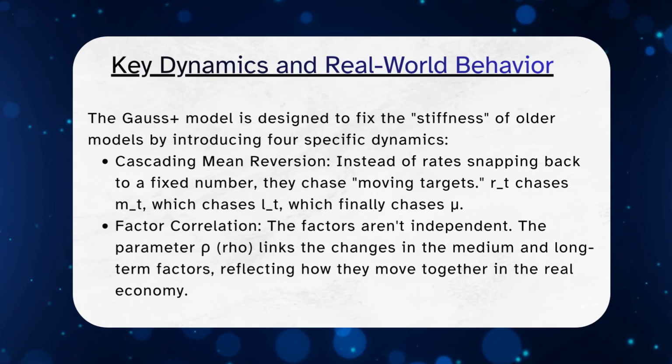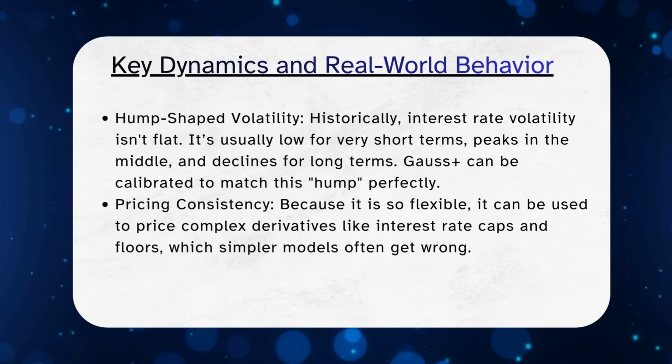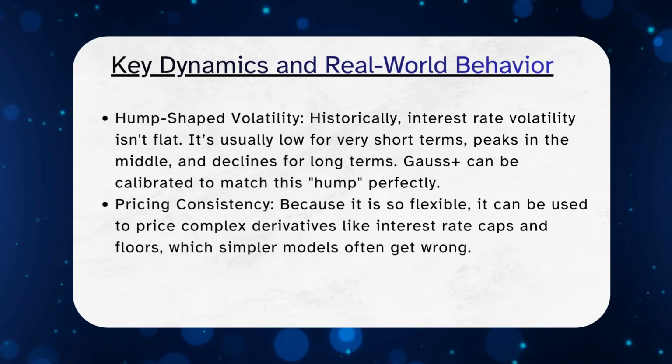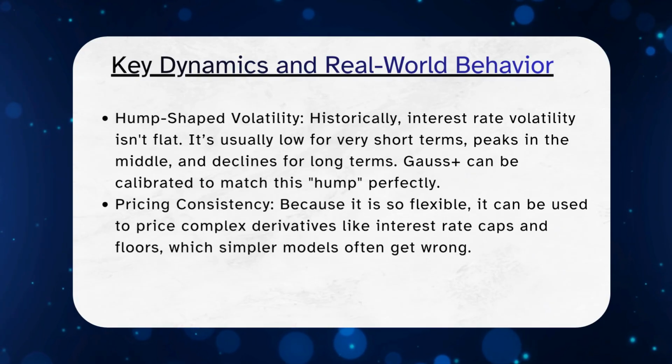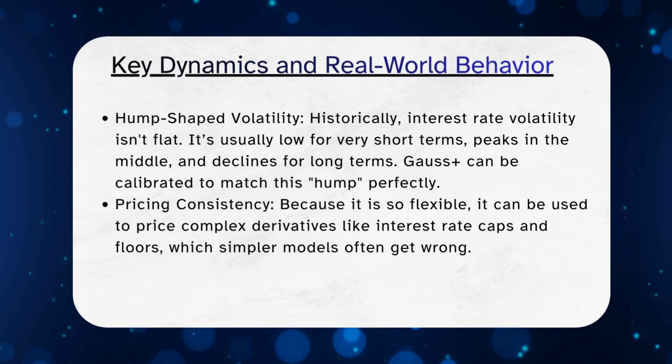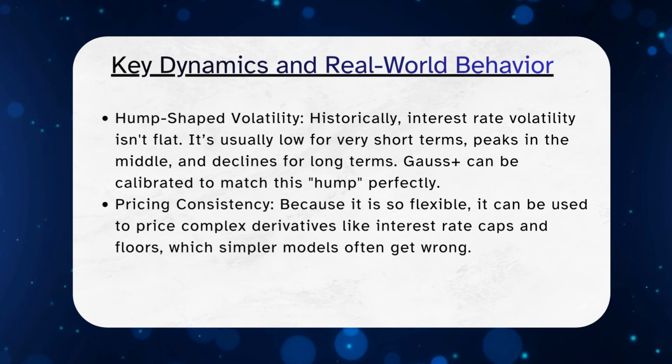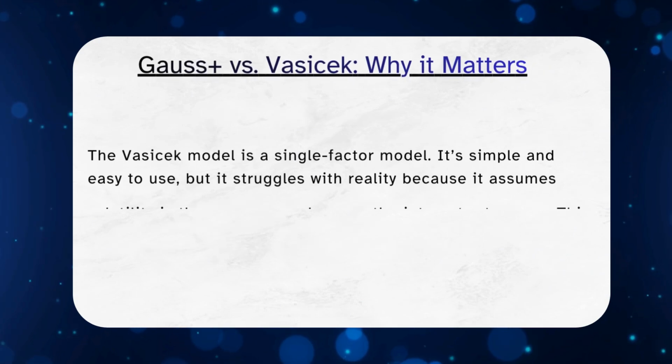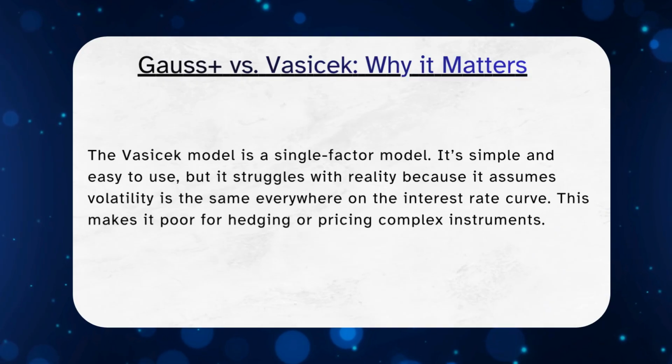One of the coolest features is hump-shaped volatility. In the real world, volatility is usually low for very short and very long terms, but peaks in the middle. Gauss Plus can be calibrated to match this hump perfectly. Lastly, it provides pricing consistency, giving us the flexibility to price not just bonds, but complex derivatives like interest rate caps and floors.